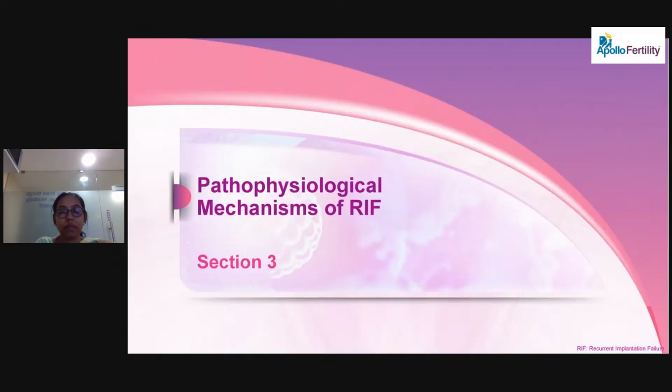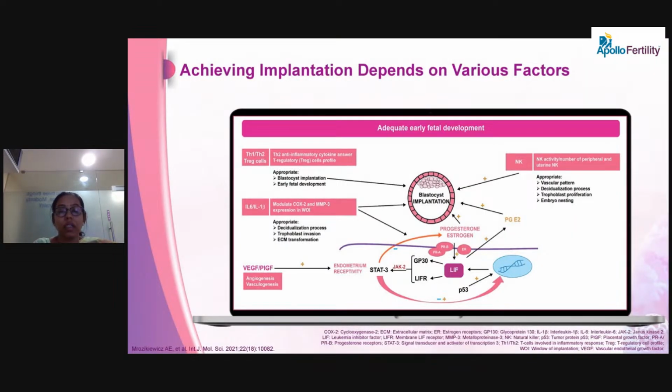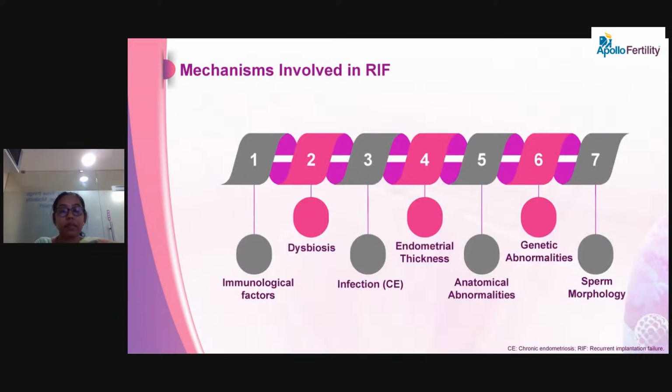So, how does this recurrent implantation failure happen? To achieve adequate implantation, various factors are involved. There should be a balance between the T helper 1 and T helper 2 cells. When there is a predominance of T1 helper cells, this leads to a failure. Again, there is an increase in the number of interleukins, cytokines, VEGF, and platelet derived growth factors. All this plays a role, plus the natural killer cells. All this leads to a repeated failure.